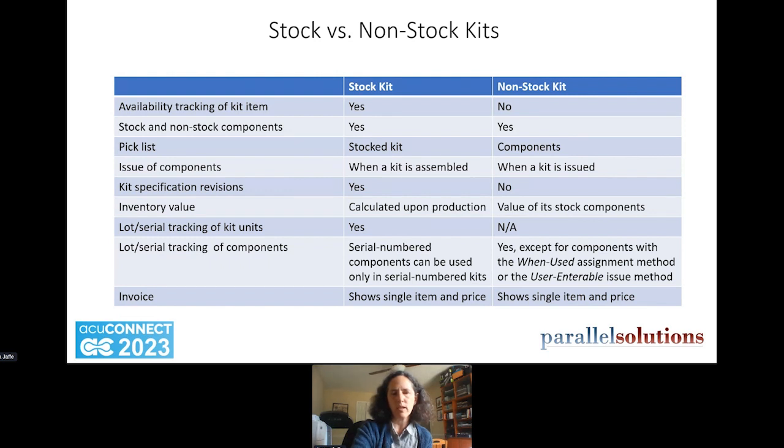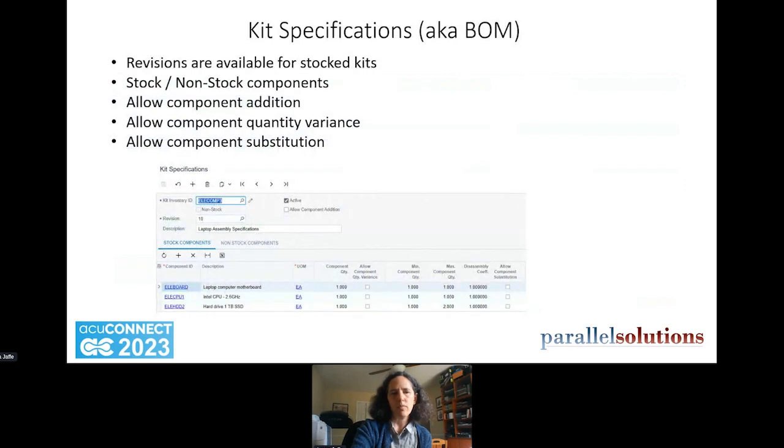Either way, the kit is going to show on the invoice as a single item and price, but of course within Acumatica, with the report designer, you can customize or configure any of your reports. So if you ever did want to change the format and show more or less detail on the invoice, that could be done pretty easily. So now I'm going to hop into the software here and show you a little bit about kits.